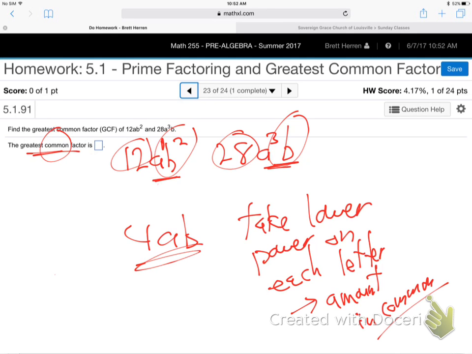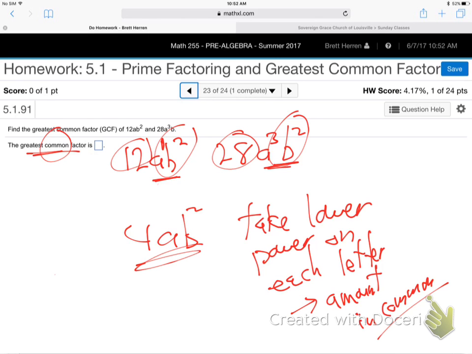So for argument's sake, if they had both had b squared, then our GCF would be 4ab squared. Is that right? Yes, well said. If they both had b squared, then it would be 4ab squared, because they'd have b squared in common. They would both have that in common, wouldn't they?